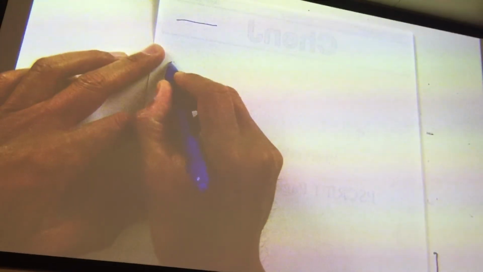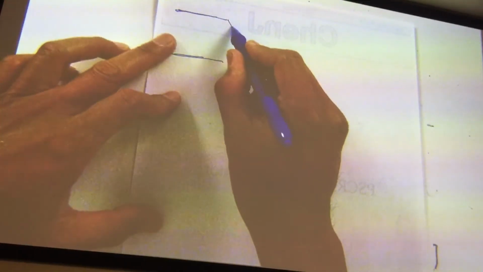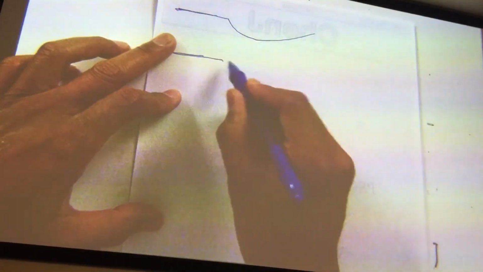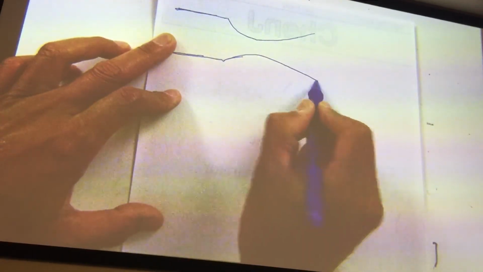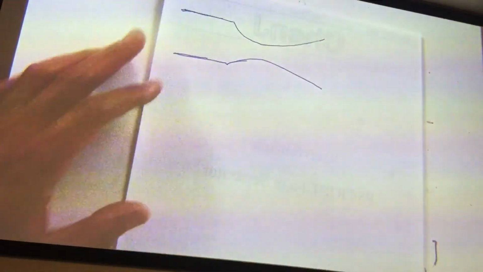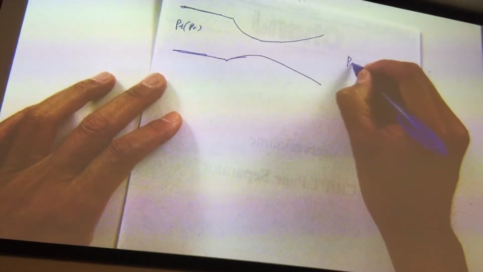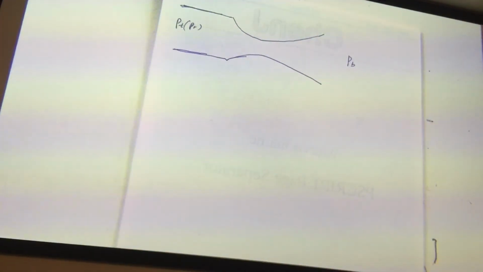Imagine this is your nozzle, or this coming from your reservoir. And then you have a convergent-divergent nozzle. So here you have PT or PR, whichever you like. Here you have PB, that's your ambient pressure.